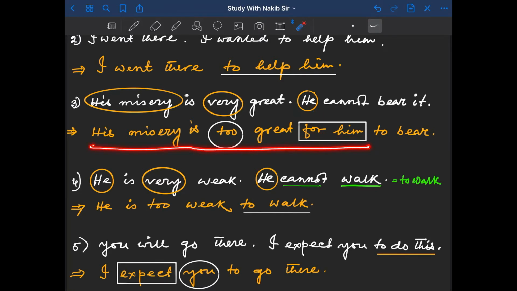And this part, bear, turn into an infinitive, to bear. So your combined sentence is his misery is too great for him to bear. Remember this part is very, very important. If you miss this part, the sentence, your combination, will be wrong. Okay, so this is your combined sentence.